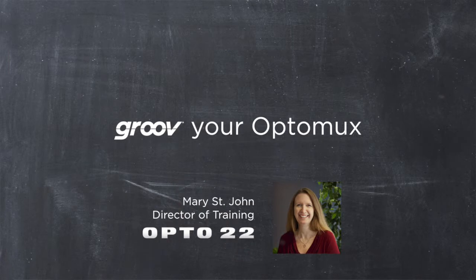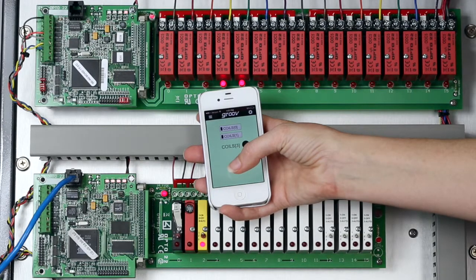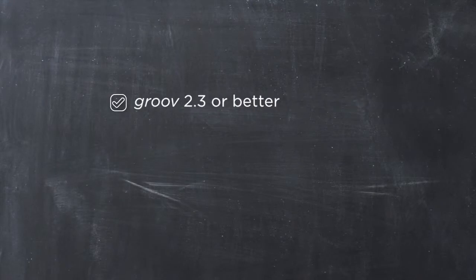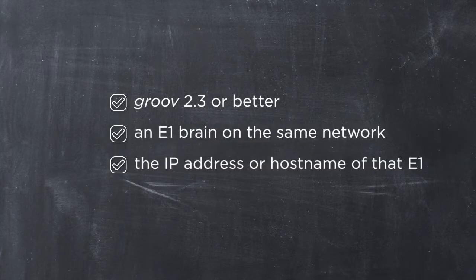In this Groove workshop, I'll show you how easy it is to connect your Groove directly to an E1 brain. Using Groove, you can monitor and control your digital G1 or G4 modules with virtually any mobile device or modern browser. Here's what you'll need: Groove 2.3 or better, which includes Modbus support, an E1 brain on the same network, and the IP address or hostname of that E1 brain.